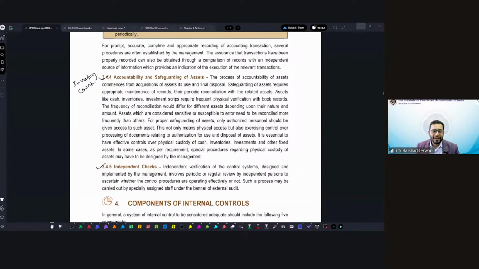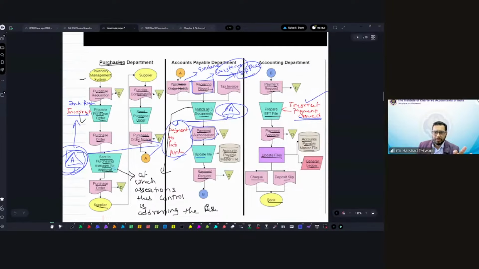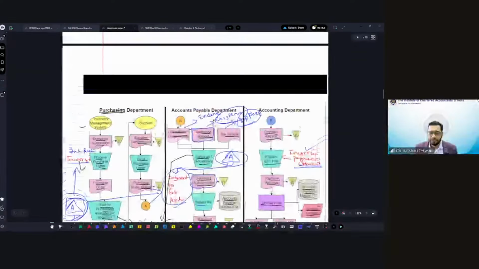When we discussed a particular example, I'll go back to the notes. Here we have a three-way match. Information is coming and flowing, there is someone to authorize, someone to do something, and some documents and information are coming from different places. So internal control is made up of some elements. Let's take a three-way match.